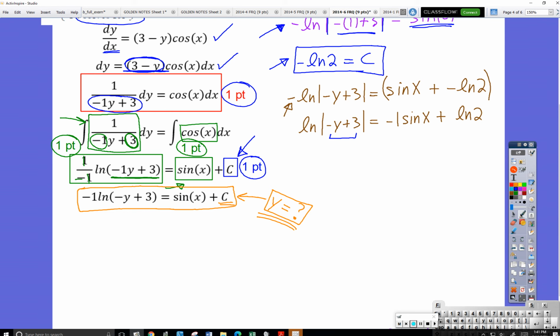So that means I need to use this rule. E to the natural log of whatever is just the whatever. So I take both sides of this equation and I make them exponents of e, like that. That gets me absolute value, negative y plus 3, because e to the natural log of whatever is just the whatever. That's got to equal e raised to the negative sine of x plus ln of 2.